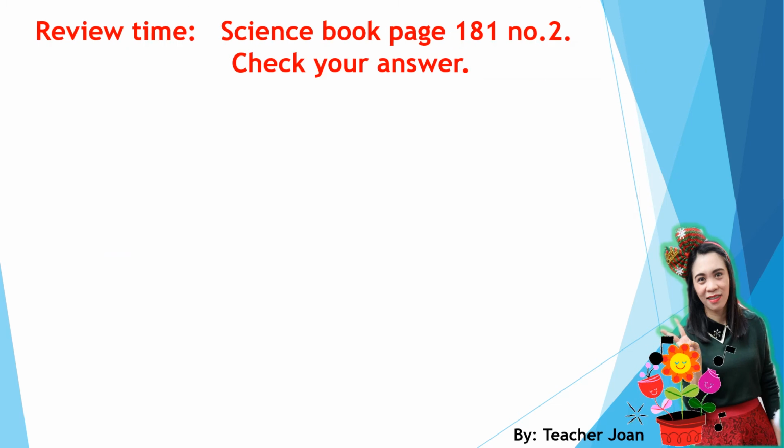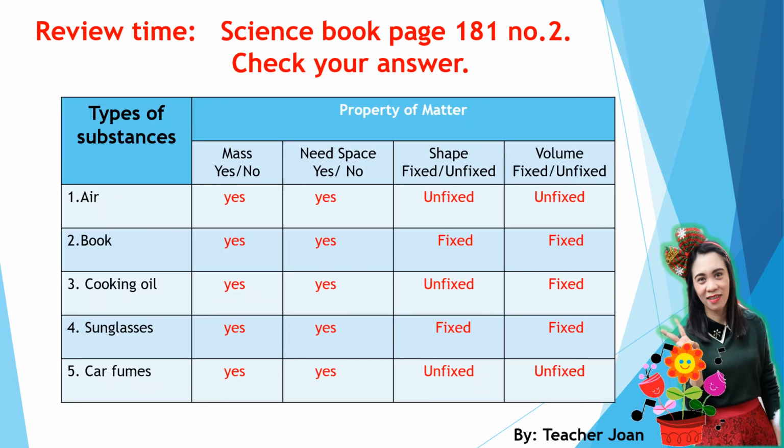Now let's have your review time using science book page 181, number 2. You need to check your answer, but if you don't have an answer since you didn't attend the Zoom meeting, you can answer it now. Make sure you write it nicely so I can read your writing. Okay, we have types of substances. We have number 1, air. Number 2, book. Number 3, cooking oil. Number 4, sunglasses. And number 5, car fumes. We also have the properties of matter. We have mass, needs space, shape, and volume. Okay, very good. So after you check your answer, now let's move to the next slide.